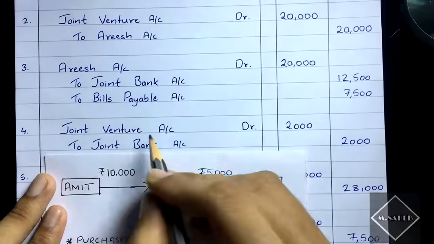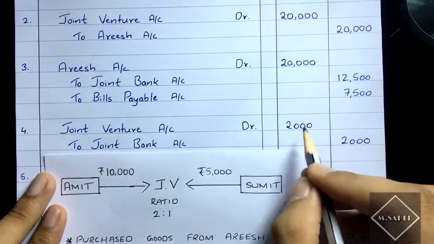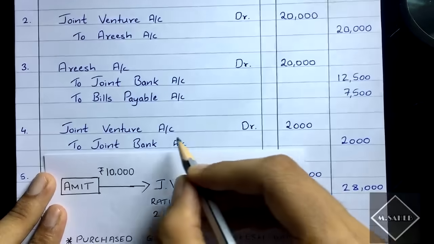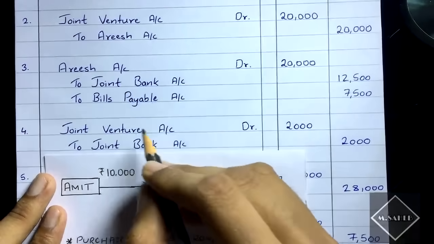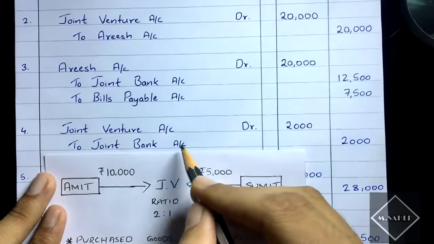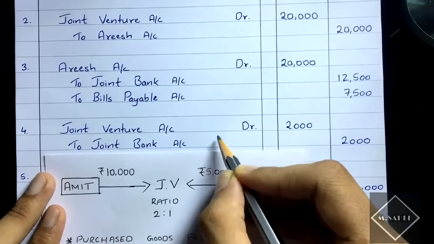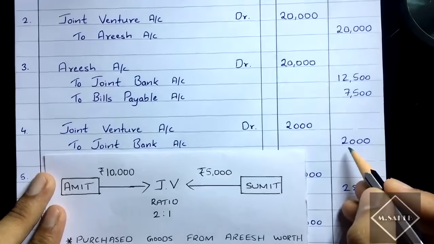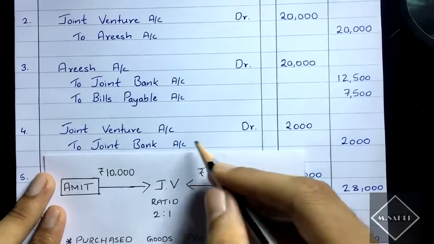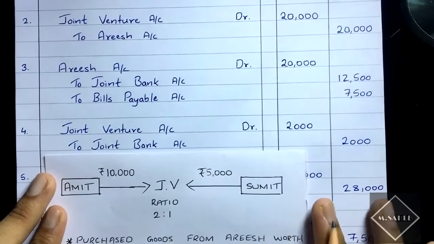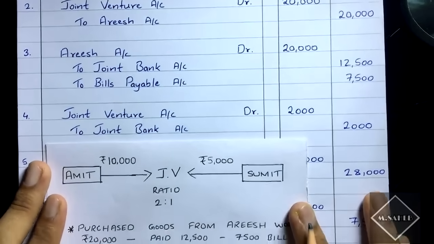Okay, so joint venture account debit 2,000 to joint bank account 2,000 because here expense is increasing, so joint venture account debit, and joint bank account is credited because here the bank account, the asset is decreasing, we are making the payment. So the payment will be done from joint bank account, and since it is decreasing, so you have to credit it. Simple, right? Okay, then the next entry would be of sales.